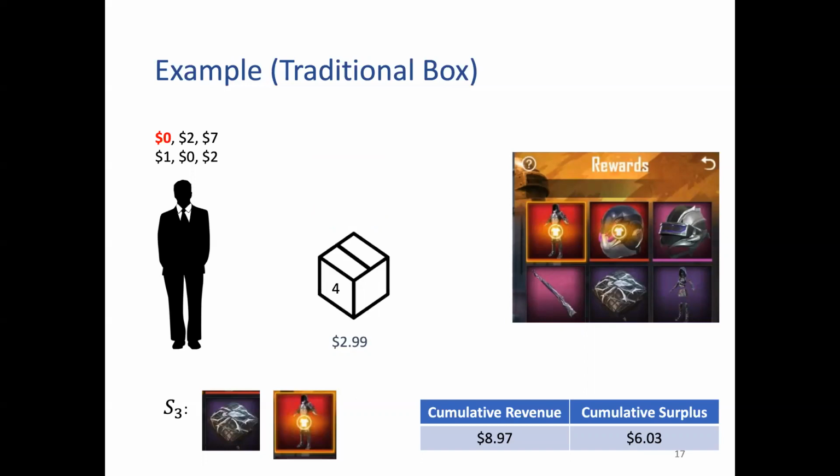And when he faced the fourth box, he has 2 items in his inventory set, and correspondingly, the valuation of the new item drops to 0. And in this case, his valuation to the fourth box is $2, which is less than price, so he will leave at this stage. So during this process, he purchased totally 3 loot boxes, and the cumulative revenue is $8.97. And the surplus is the total valuation of these 2 items minus the revenue, which is $6.03.